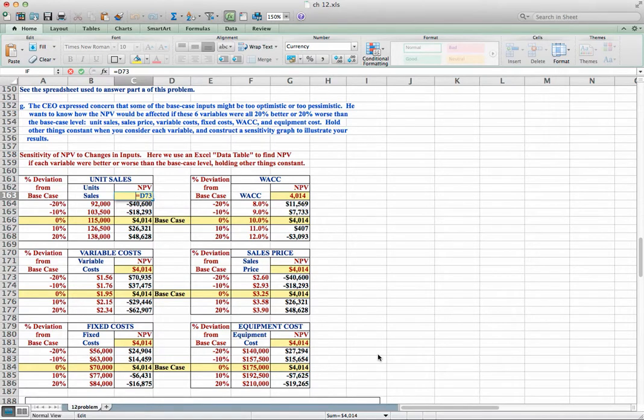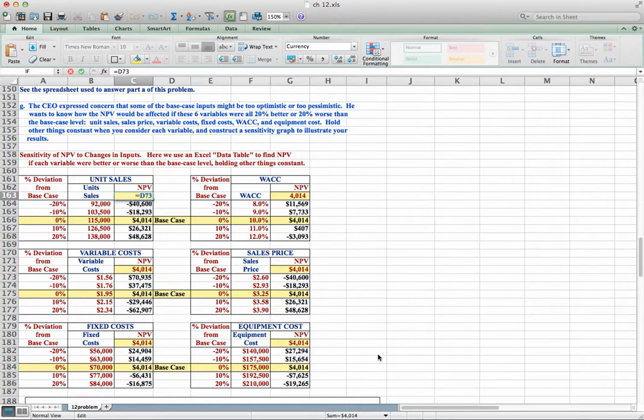The CEO expressed concern that some of the base case inputs might be too optimistic or too pessimistic. He wants to know how the NPV would be affected if these six variables were all 20% better or 20% worse than the base case: the unit sales, unit price or sales price, variable cost, fixed cost, weighted average cost of capital, and equipment cost. Hold other things constant when you consider each variable, and construct a sensitivity graph to illustrate your results.